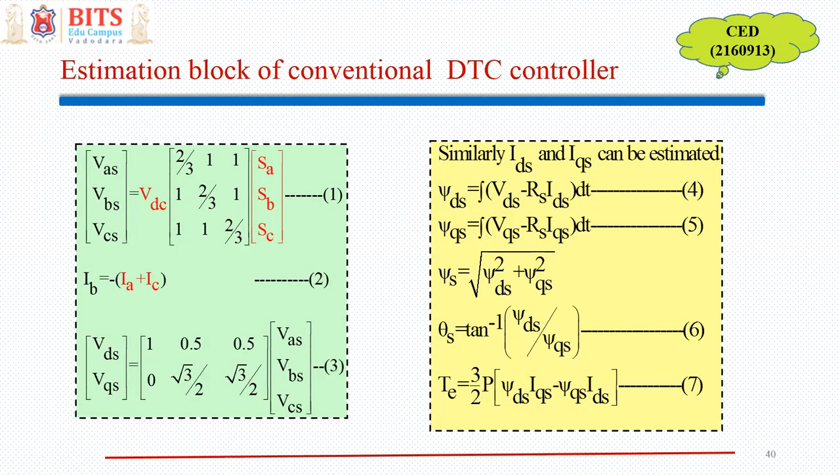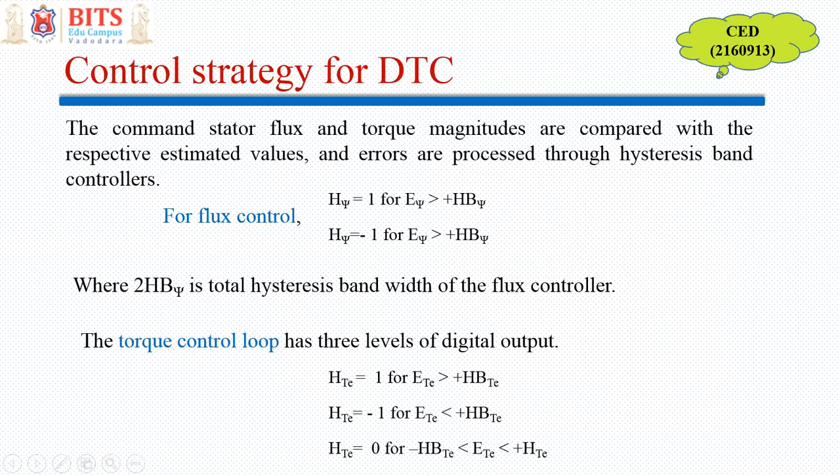These are the estimations. If you have the values of ABC, this is the switch position. If you know the value of VDC and which switches are on, from that you can calculate ABC. Then you can calculate DS, QS from the transformations, and then the remaining calculations you can estimate very easily. You can see only stator resistance is required in all this calculation. All other values are nothing but the measurements carried out, right? So this is the control strategy which we were talking about.